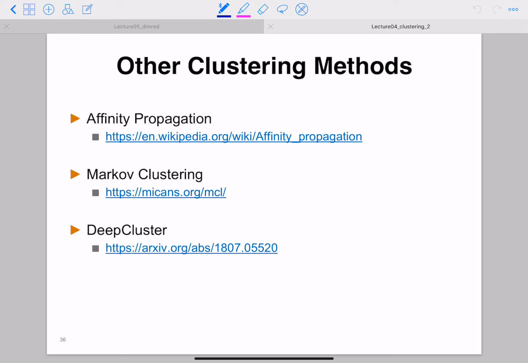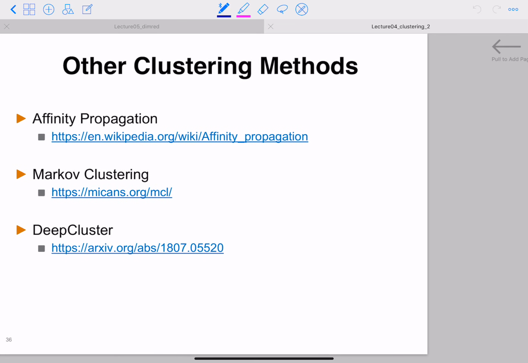Okay, and this affinity propagation was quite popular at some point. It also provides open source, and I believe the scikit-learn library also provides affinity propagation as one of the available clustering methods. Another one is called Markov clustering. This is also a graph-based clustering method. It is quite simple, but it was quite popular as well. And we also already looked at the DeepCluster method.